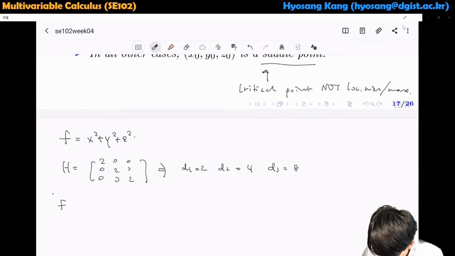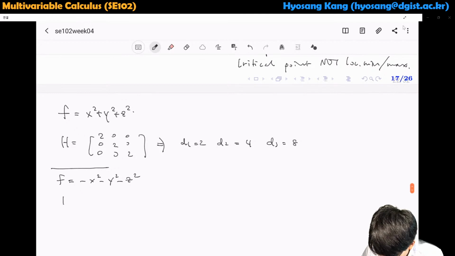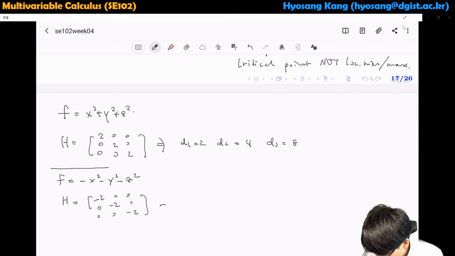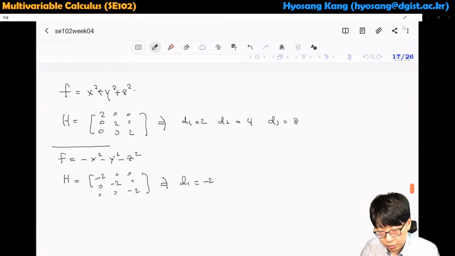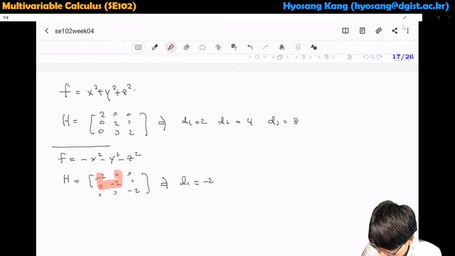And what if we have f as minus x squared, minus y squared, minus z squared? The Hessian becomes minus 2, minus 2, minus 2 on the diagonal and 0 elsewhere. So d1 is minus 2. And what about d2? d2 is the determinant of this 2 by 2 matrix, so it's plus 4.